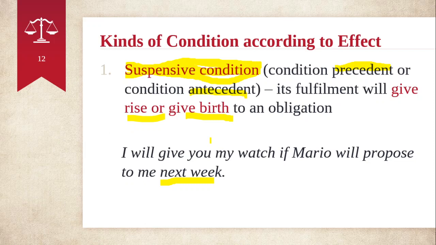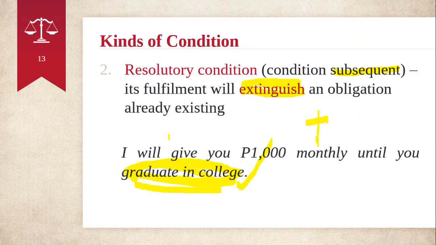Magkaiba sila dun sa suspensive. 'Di ba? Sa suspensive, karon ta nagsabot, pero di pa nako ihatag ang watch. Kanusa nako ihatag ang watch? Pag nahitabo na ang proposal. Dito naman sa kabila, karon pa lang maghatag nako sa 1,000 monthly. Okay? Na dayon akong obligation. Pero pag mag-graduate na ka, wala na dayon ko'y obligasyon.